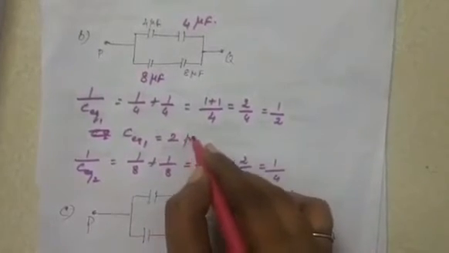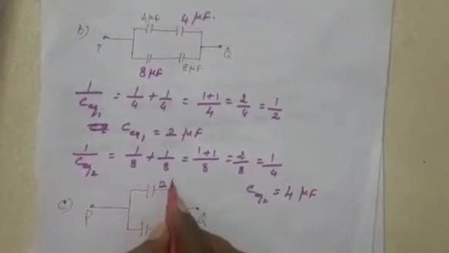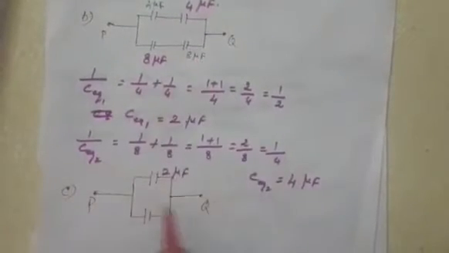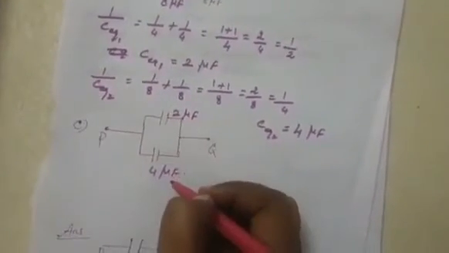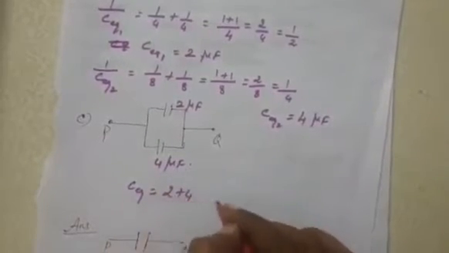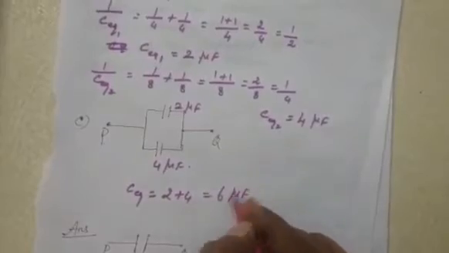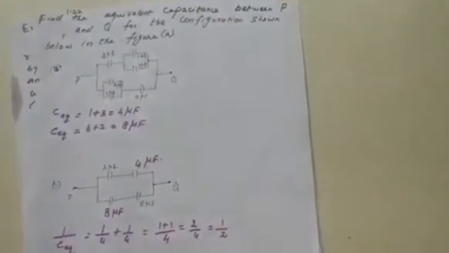So this one is 2 microfarad and this one is 4 microfarad. These two combine and become 2 microfarad, and these two combine and become 4 microfarad. In this diagram, these two are connected in parallel. So C equivalent is equal to 2 plus 4, which is equal to 6 microfarad. So all the capacitors in this diagram can now be combined into a single 6 microfarad capacitor, a single capacitance for this combination.